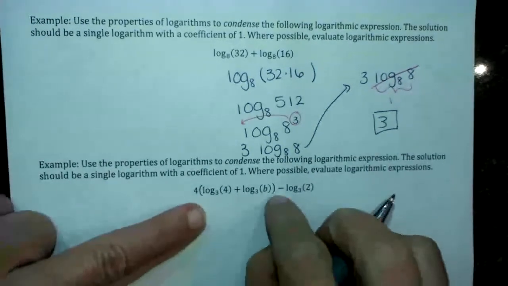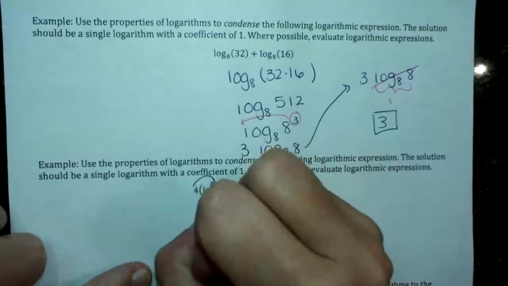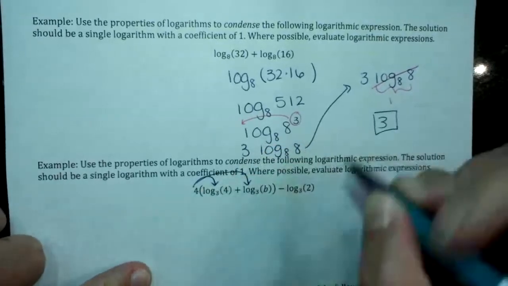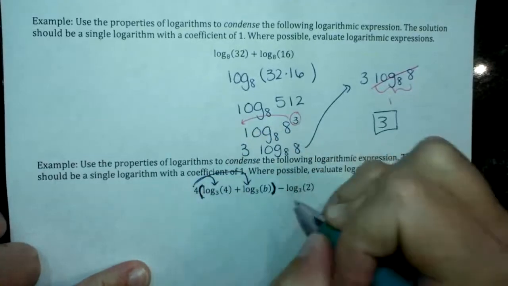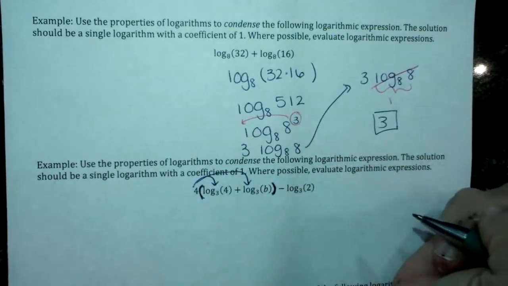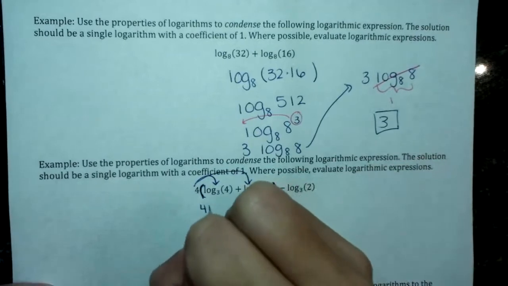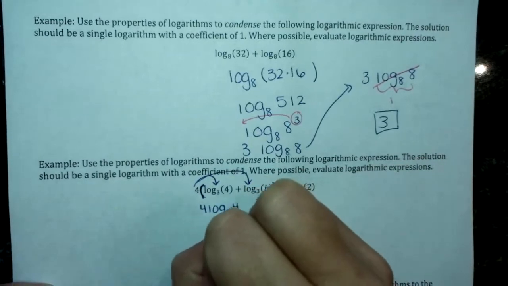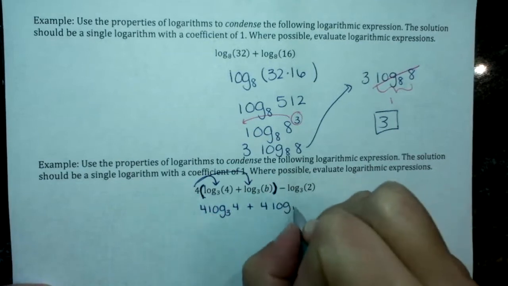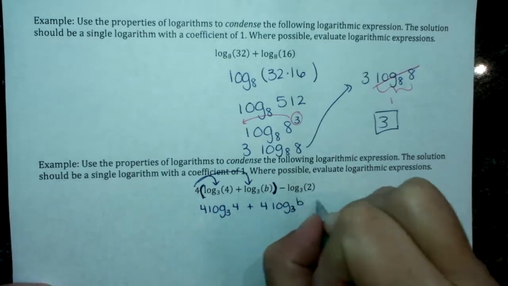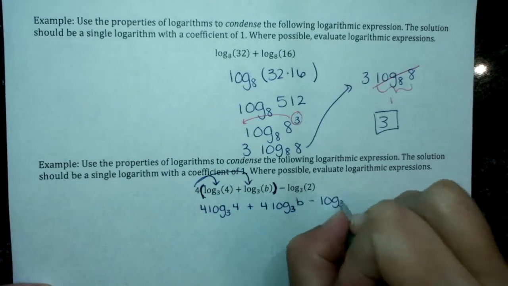So notice this 4 is in parentheses here. So this 4 could be distributed to both terms, not the 2, because notice my parentheses are here and here. So it's only to those 2, so be careful. So I have 4 times log base 3 of 4 plus 4 times log base 3 of b minus log base 3 of 2.